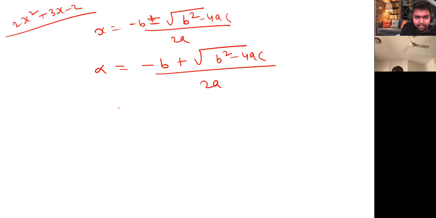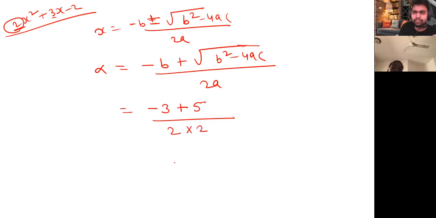Yes. So now minus b, that means minus 3, because b is 3 and I have to put a minus. So minus 3 plus, I know the value of this whole thing is 5. And 2a, what is my 2? 2 is 2, and what is my a? a is 2. 2 times 2. So now 5 minus 3 would be 2. 2 by 4, which would be 1 by 2.